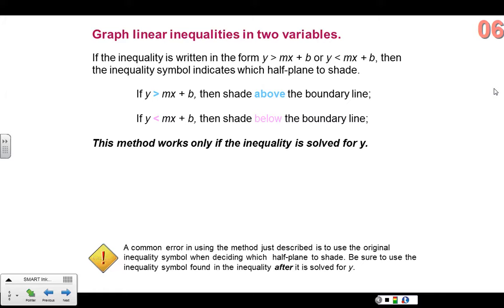A common error in using this method just described is to use the original inequality symbol when deciding which half plane to shade. Be sure to use the inequality symbol found in the inequality after it is solved for y.